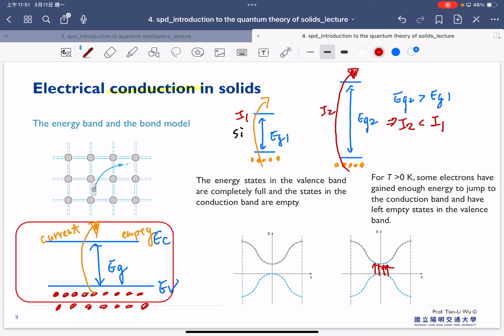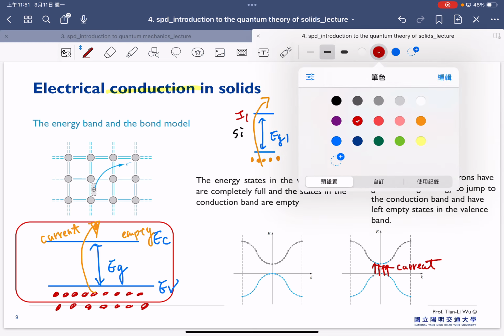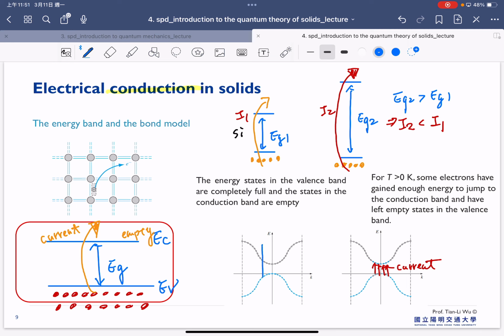So that becomes the current, right? So this is exactly the region. This is drawn this way. This is the region that we are referring to here.